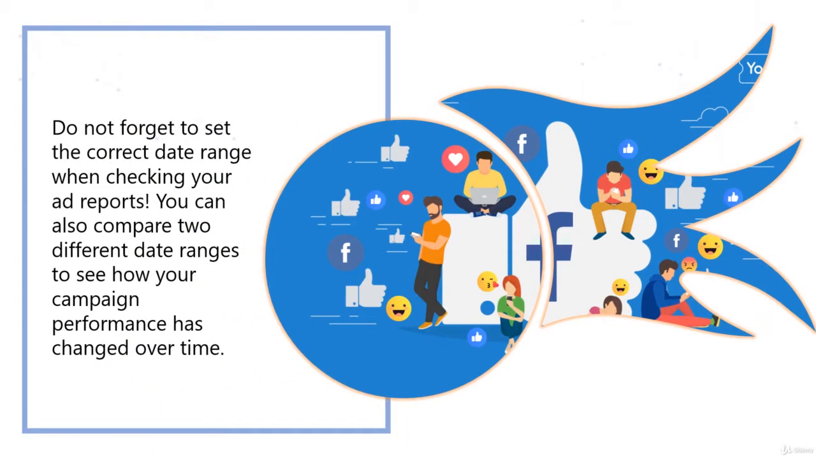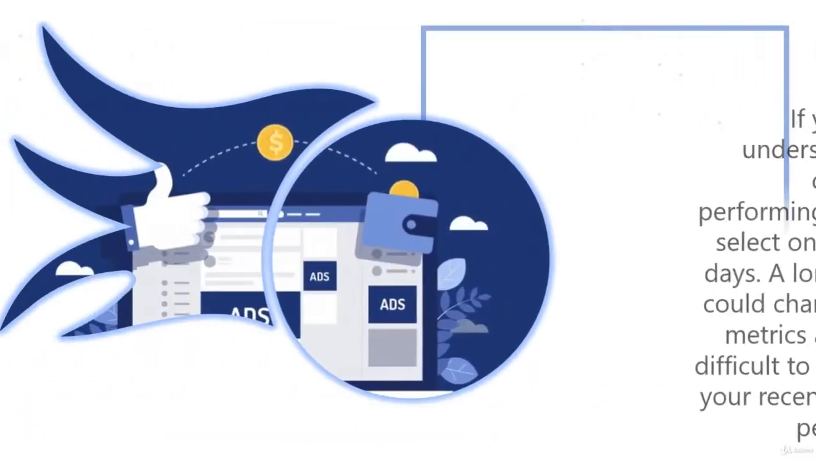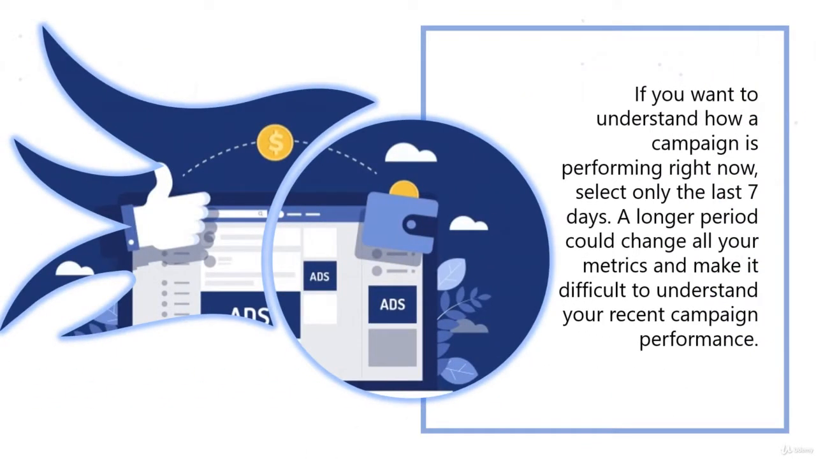Do not forget to set the correct date range when checking your ad reports. You can also compare two different date ranges to see how your campaign performance has changed over time. If you want to understand how a campaign is performing right now, select only the last 7 days. A longer period could change all your metrics and make it difficult to understand your recent campaign performance.